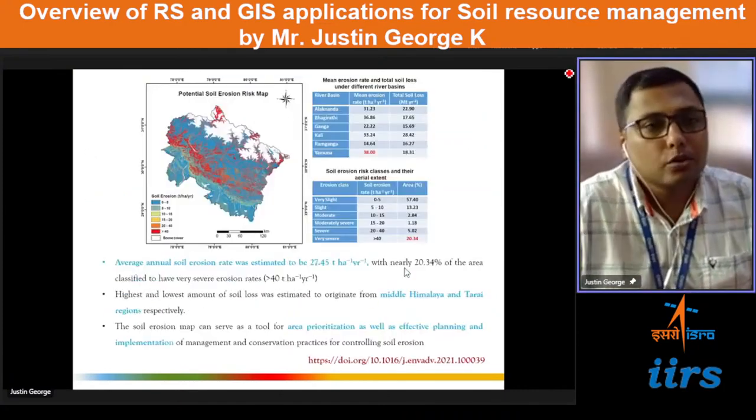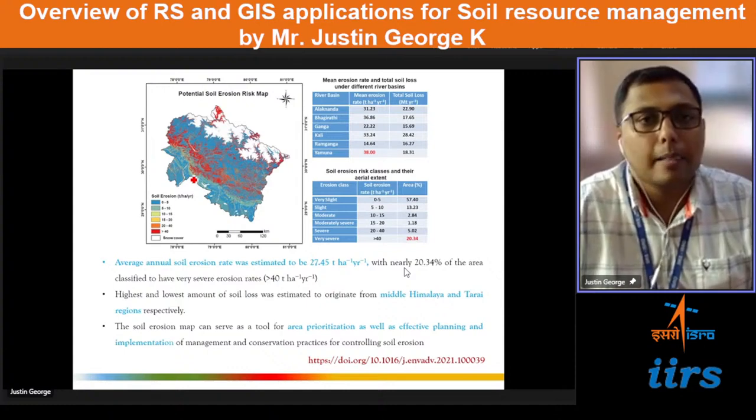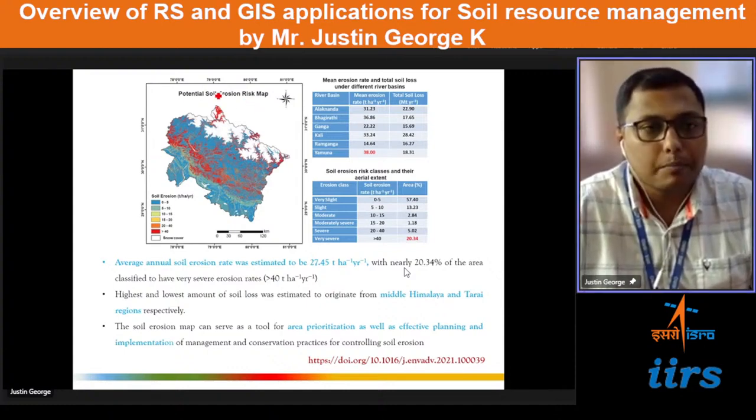This is the potential soil erosion risk map. It is the potential. It's not that this will occur, but the chances are high. So this is the potential soil erosion risk map of the entire Uttarakhand state, excluding the snow-covered area.